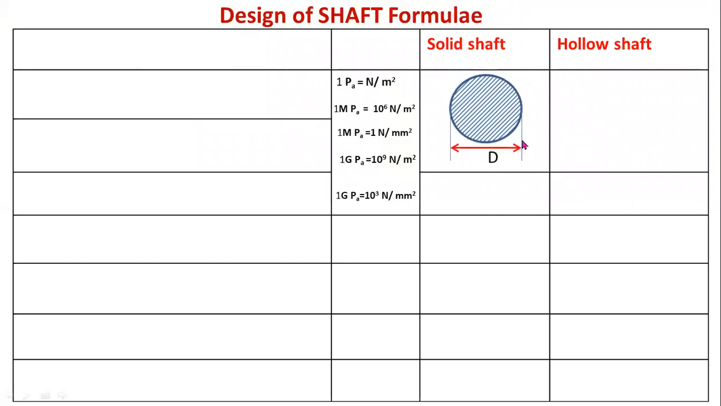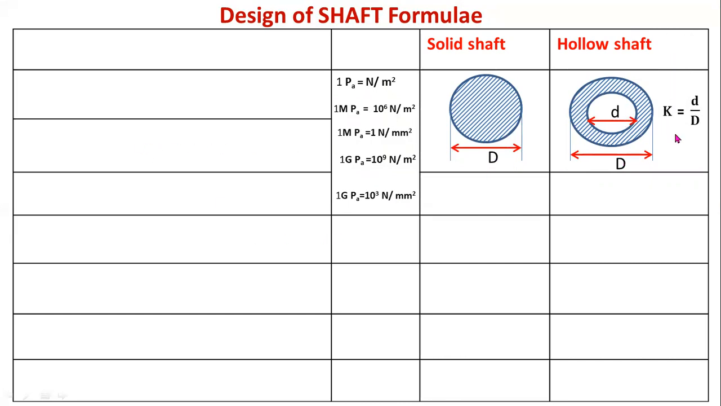This is a solid shaft. Capital D is the outer diameter of a solid shaft. Here, this one is a hollow shaft. Capital D is the outer diameter of a hollow shaft, and small d is the inner diameter of a hollow shaft. Here, small k is the diameter ratio, internal diameter to the outer diameter.